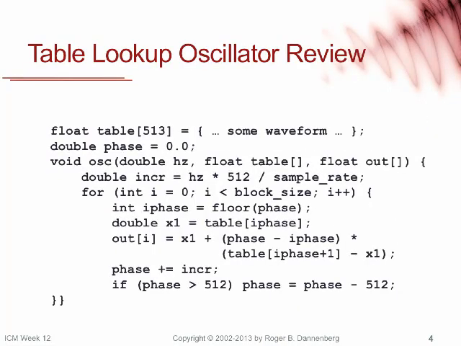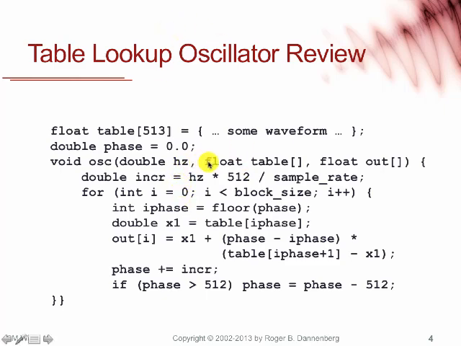Let's review what goes on inside of a table lookup oscillator. This is some C code, which you don't have to understand in detail, but let's just go through some high points. First of all, there's a wavetable that here has a length of 512. There's one extra sample at the end, so the array is declared to be of size 513. The last sample is just a copy of the first sample, and it's there so that we can do interpolation without checking for wrapping. We'll see that below.